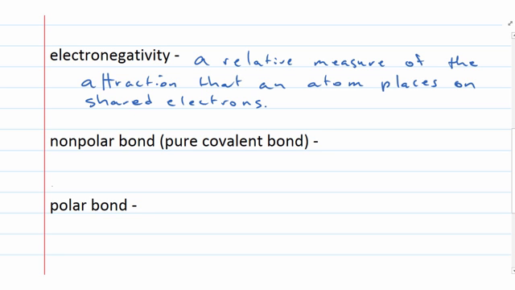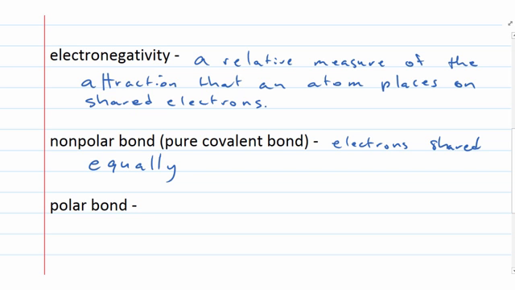And in particular, we start by looking at nonpolar bonds. Now, I put in parentheses here pure covalent because this is what your author calls them. Your author calls them pure covalent bonds, but most chemists refer to them as nonpolar bonds. And a nonpolar bond is one in which the electrons are shared equally. That's why it's nonpolar, because it's not like one has them more than the other.